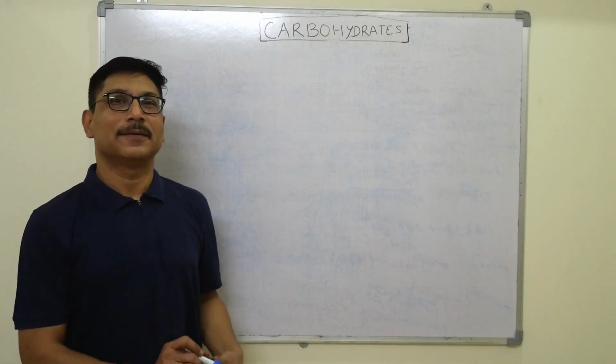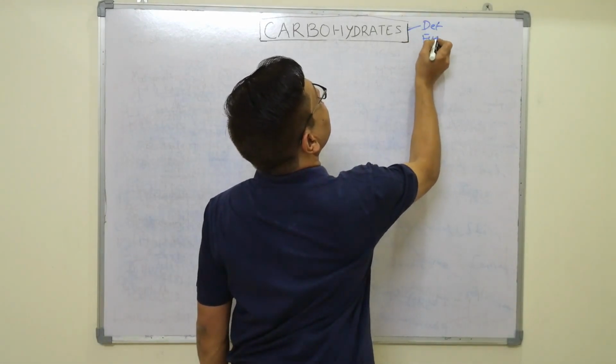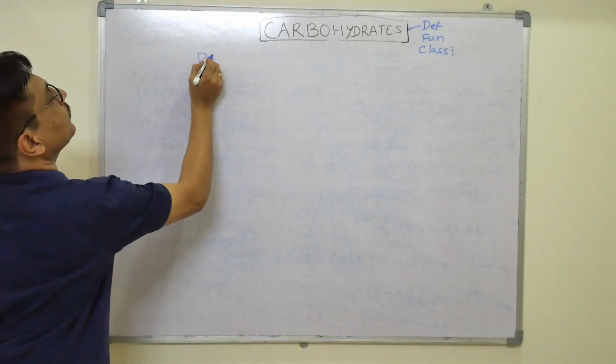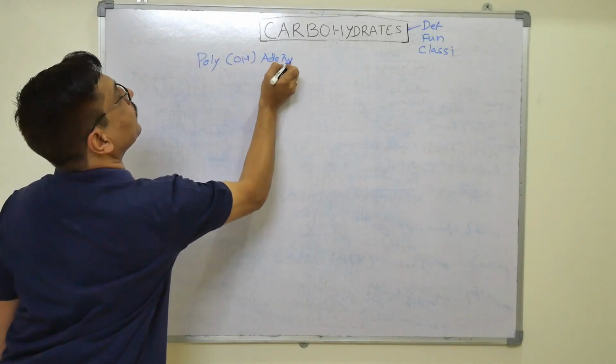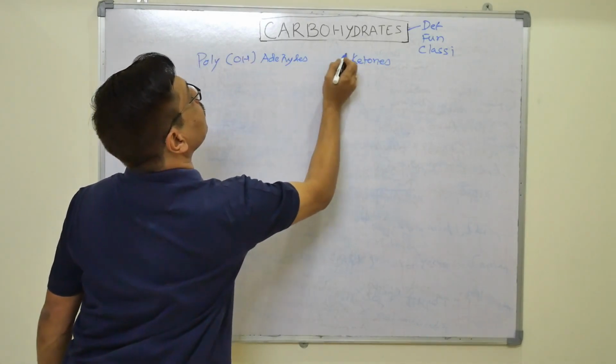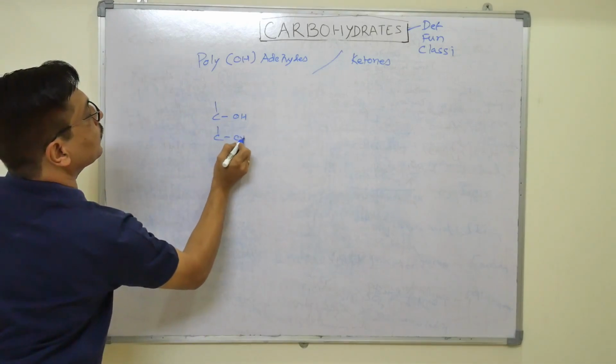Hey guys, you will learn about the definition, function and classification of carbohydrates in this video. Carbohydrates can be defined as polyhydroxyaldehydes or polyhydroxyketones or their derivatives. They contain an aldehyde or ketone group along with many hydroxyl groups.